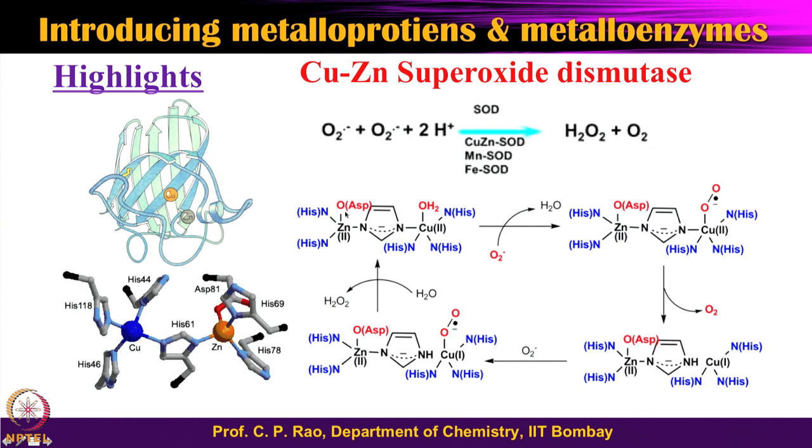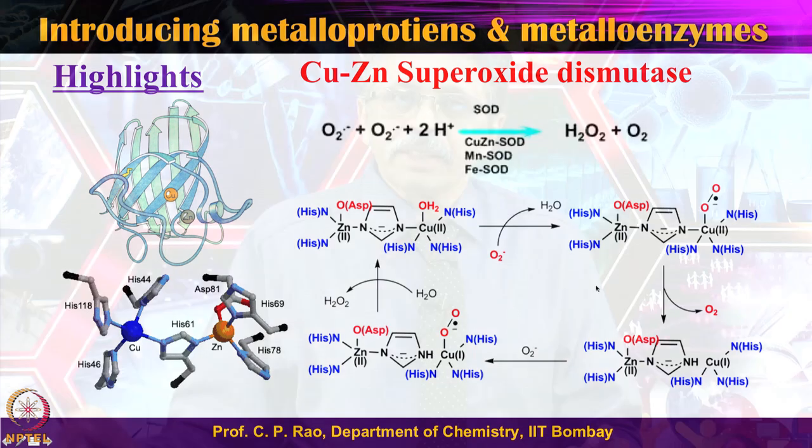So, it is exactly reverse to what you find for the manganese. The manganese first step will give H2O2, second step will give O2. In the copper zinc superoxide dismutase, first one is O2 and the second one will be the H2O2. So, the similar kind of thing.